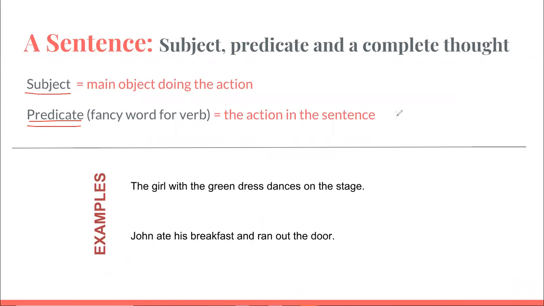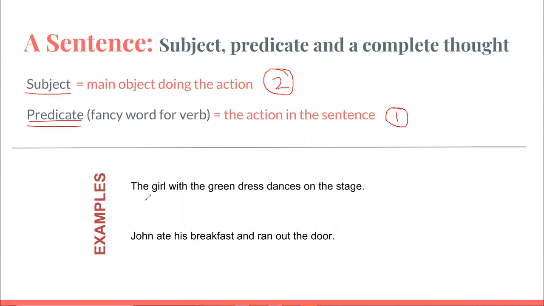I also like to find the action first because there might be several nouns in the sentence. Generally, there's only a couple different actions and they all work together. So it's always easier for me to find the action first and then who or what is doing that action second. From there, we're going to look at these examples down here on the bottom, and we're going to practice finding these items.